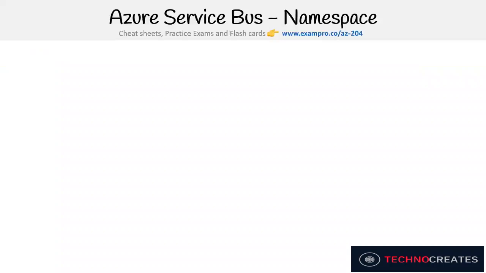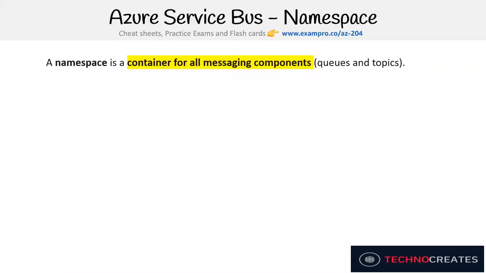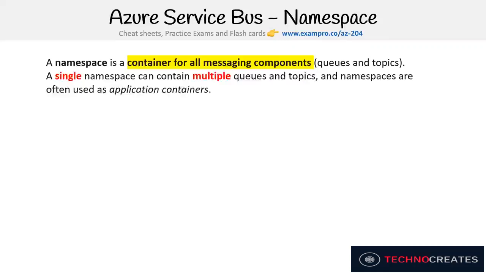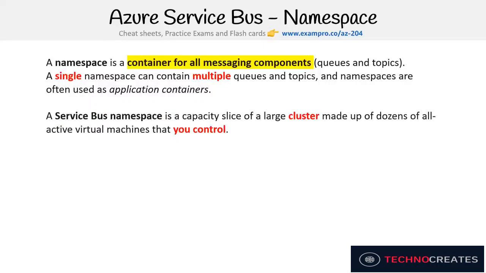Let us talk about namespaces for Azure Service Bus. Simply put, a namespace is a container for all messaging components, so queues and topics. But there are a few options here. I don't have a visual, but there's some text we have to go through to understand some of the things that namespaces do. A single namespace can contain multiple queues and topics, and namespaces are often used as application containers. A Service Bus namespace is a capacity slice of a large cluster made up of a dozen of all active virtual machines that you control.